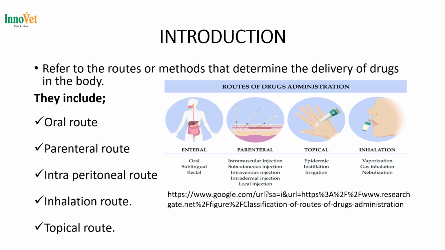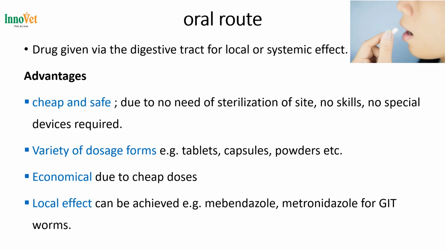The routes of administration of drugs means the routes or methods that determine the delivery of drugs in the body. Basically they include the oral, parenteral, intraperitoneal, inhalation and topical routes, and we are going to see each with its advantages and disadvantages. So we begin with the oral route.